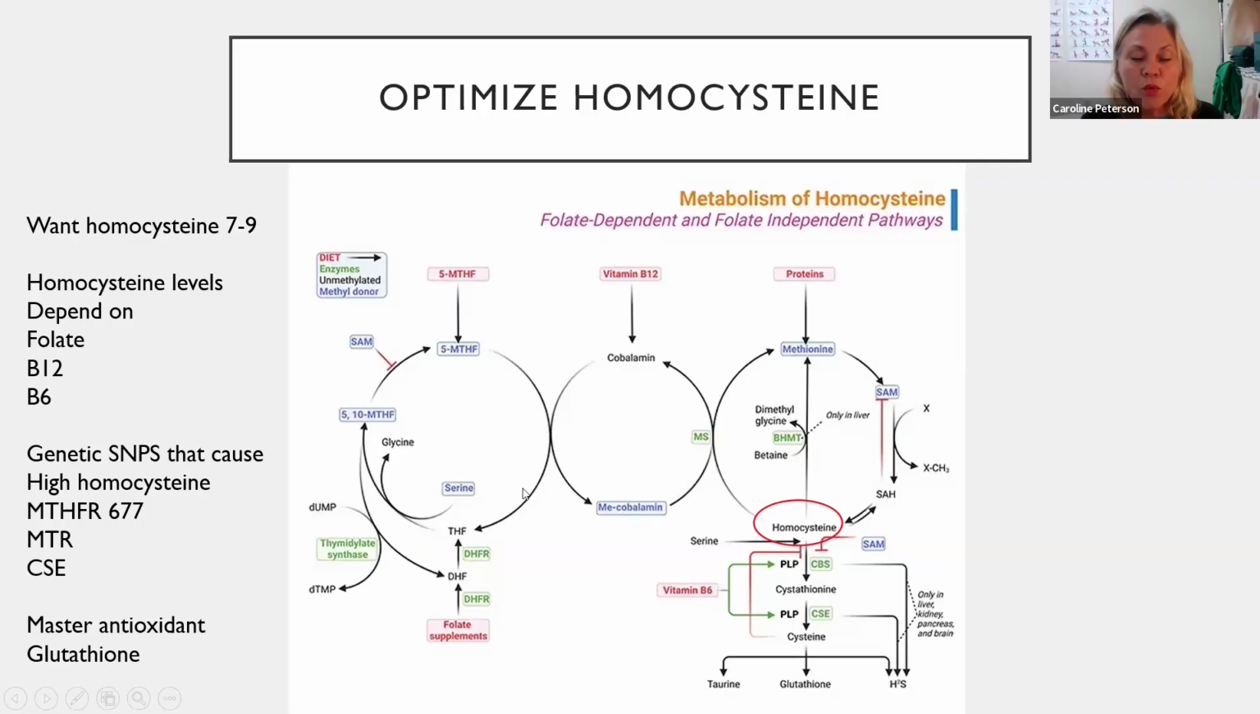And so we need to do workarounds for these pathways if they have SNPs, so that we can help the homocysteine methylate or else be pulled down into the transsulfuration pathway, because ultimately homocysteine is one of the building blocks for glutathione, which is the master antioxidant. And so we really need homocysteine to be moving through the pathways in the way that it's designed.